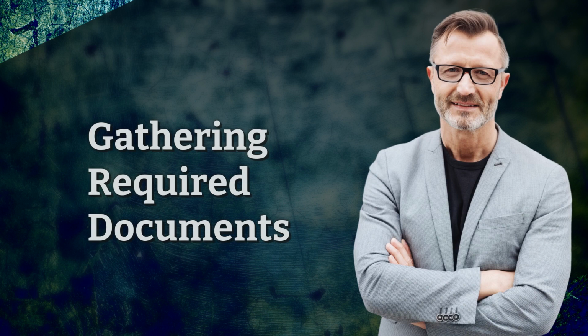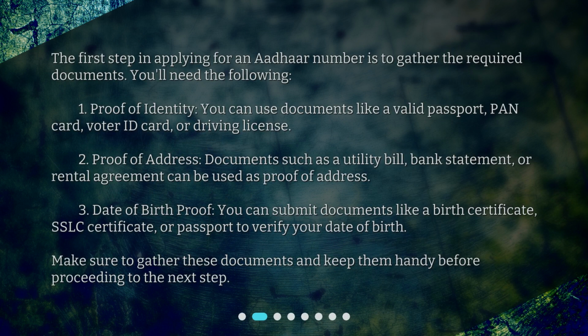Gathering required documents. The first step in applying for an Aadhaar number is to gather the required documents. You'll need the following. 1. Proof of identity. You can use documents like a valid passport, PAN card, voter ID card, or driving license. 2. Proof of address. Documents such as a utility bill, bank statement, or rental agreement can be used as proof of address. 3. Date of birth proof. You can submit documents like a birth certificate, SSLC certificate, or passport to verify your date of birth. Make sure to gather these documents and keep them handy before proceeding to the next step.